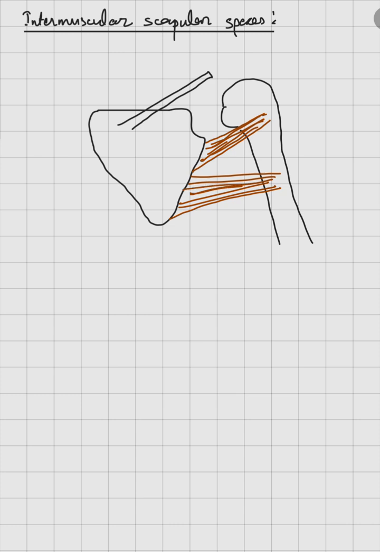And we have the long head of triceps. The long head of triceps will come like this. This is the long head of triceps.